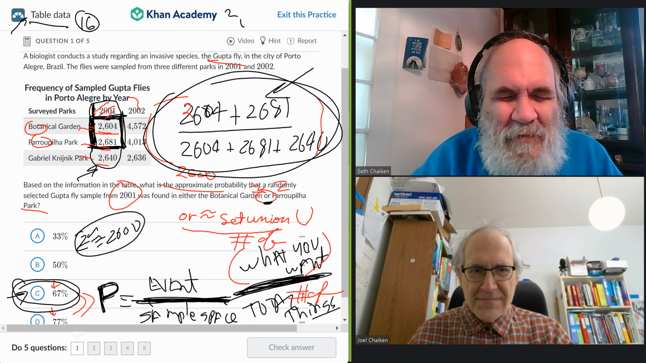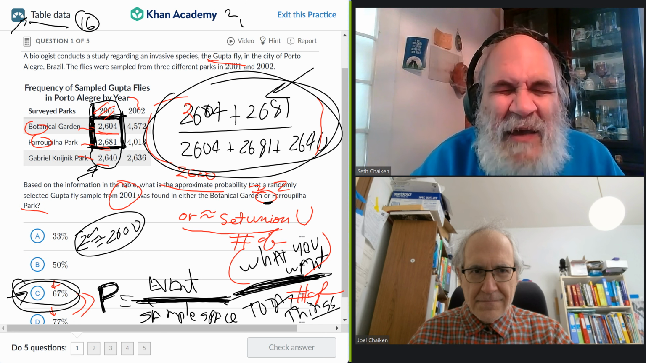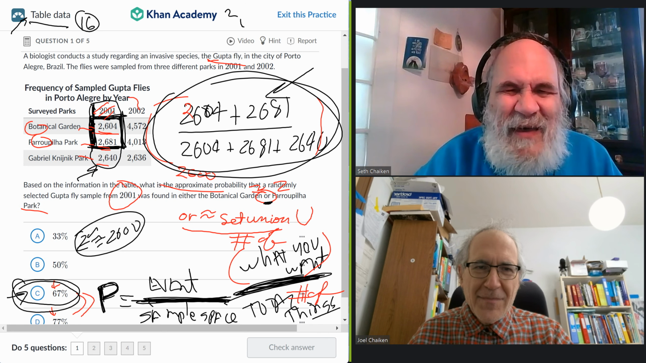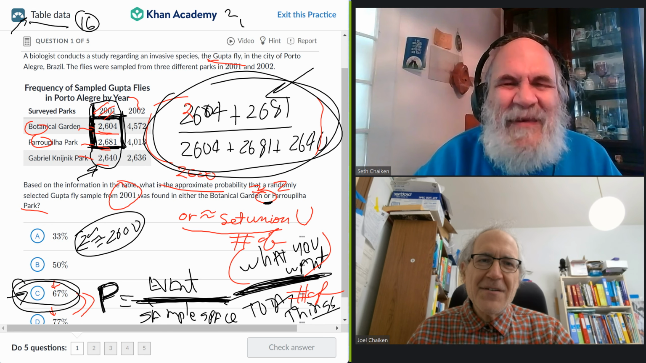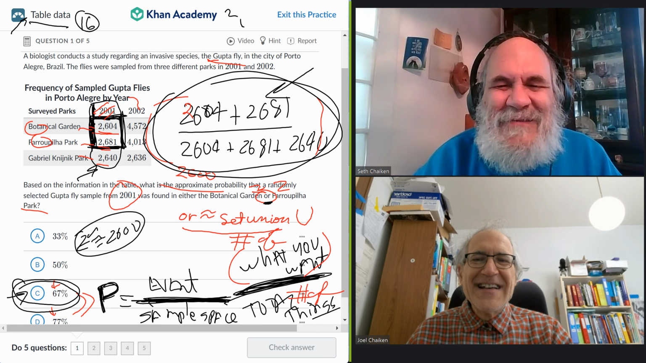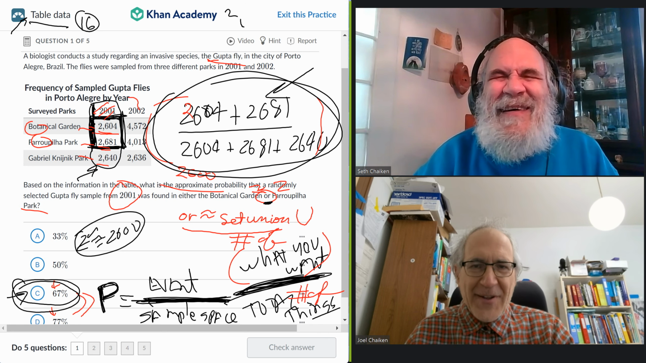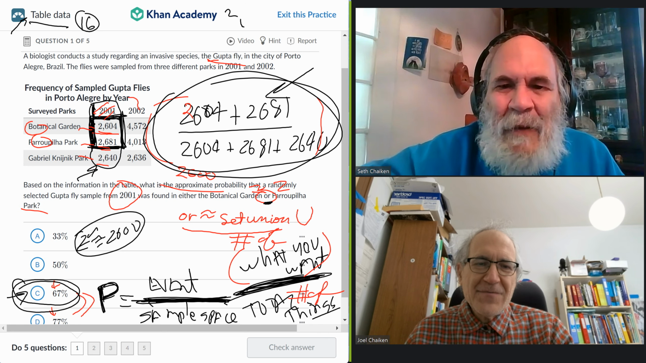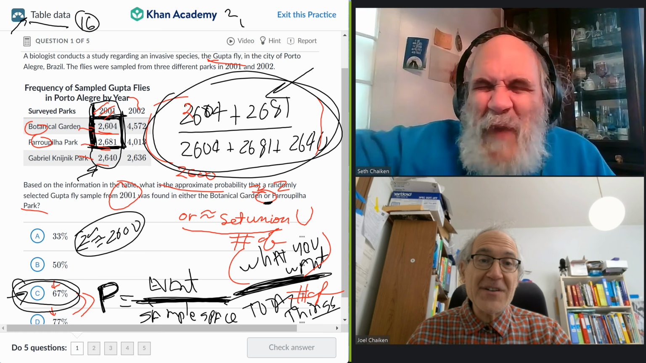What if I said the probability that the fly you picked came from both parks? Wait, you made it at the same time? Yes, zero, because a fly can't be both in the botanical garden and the other park at the same time, which means that when you read probability problems, you have to understand what's going on in the situation. It's impossible for it to be in both, but it could fly from one to the other.